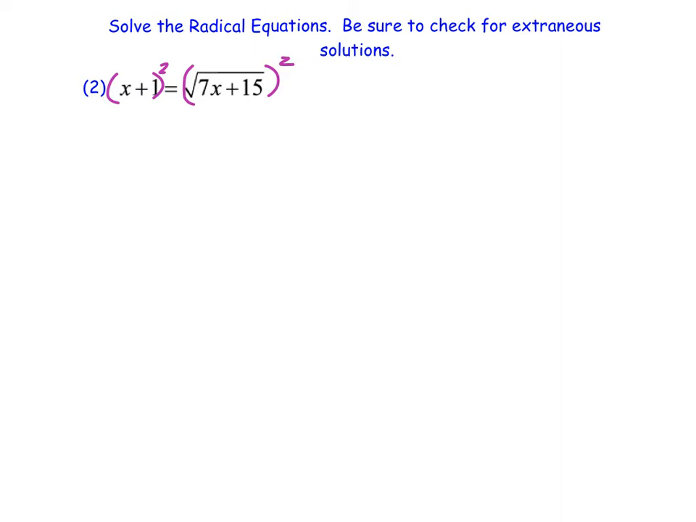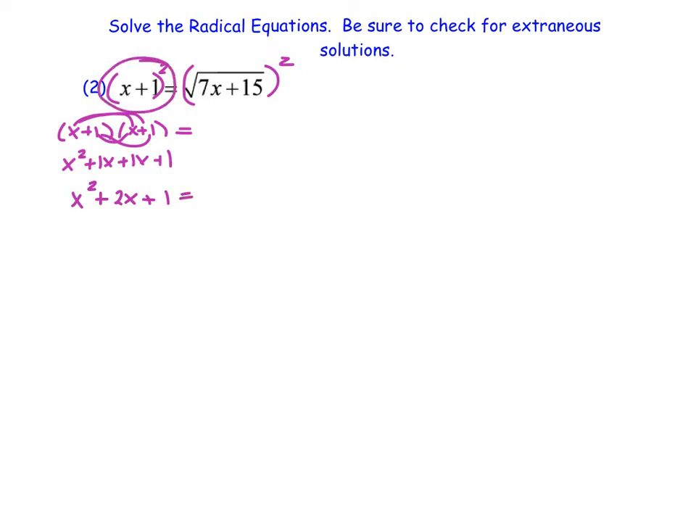I see here that I have x plus 1 quantity squared, which I know is represented by x plus 1 times x plus 1. So I take x times x, which is x squared, x times 1, which is 1x, 1 times x, which is 1x, and 1 times 1, which is 1. After I've squared the left-hand side of this equation, I end up with x squared plus 2x plus 1. Be careful when you're squaring binomials because you're going to end up with a little bit more than you thought.